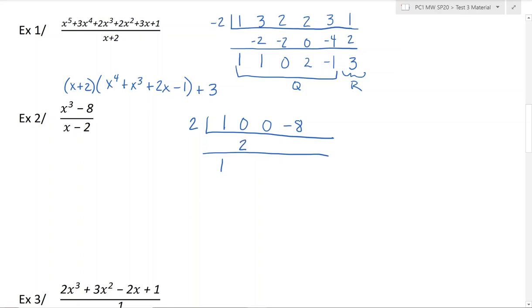1 times 2 is 2. 0 and 2 is 2. 2 times 2 is 4. 0 and 4 is 4. 2 times 4 is 8. -8 and 8 is 0. So apparently x minus 2 divides x cubed minus 8 evenly. There are no remainders, so we can write this x cubed minus 8 as x minus 2 times, x cubed divided by x is going to be an x squared, 1x squared, plus 2x plus 4.